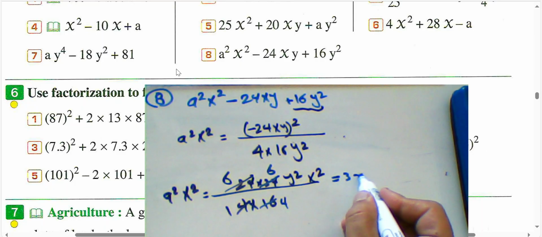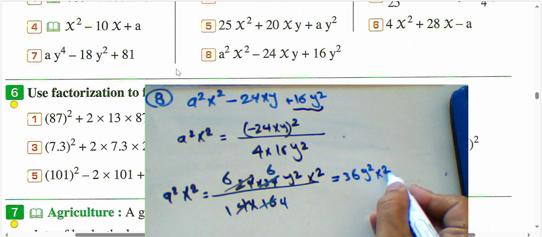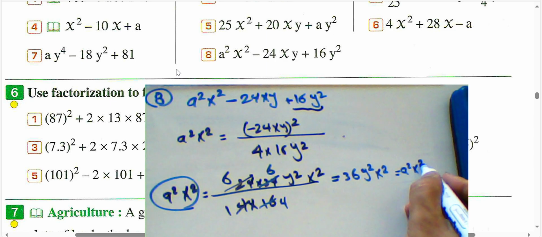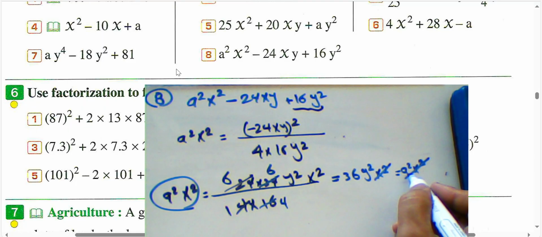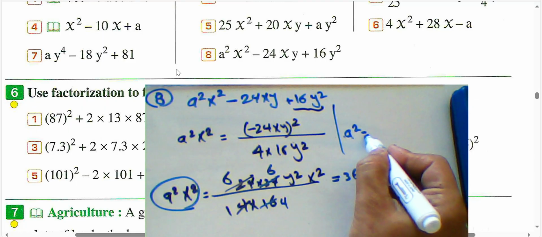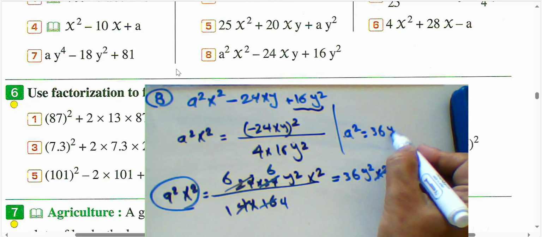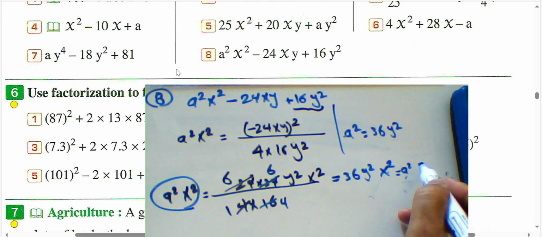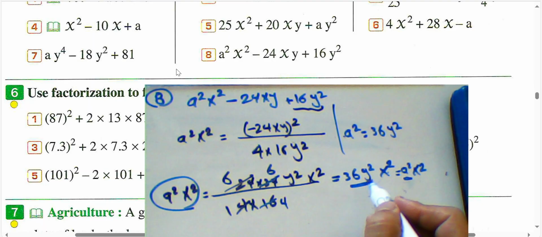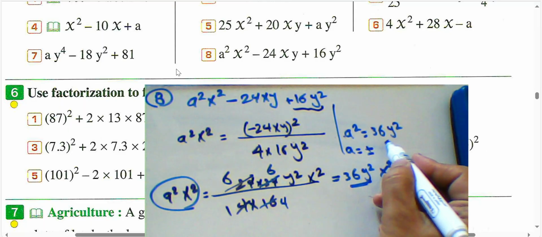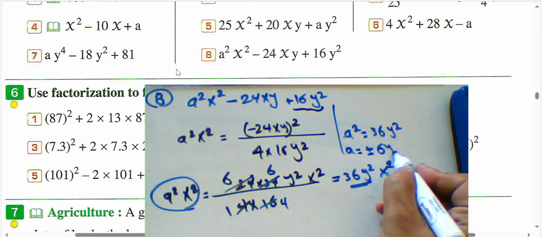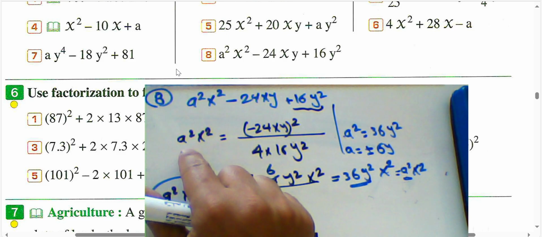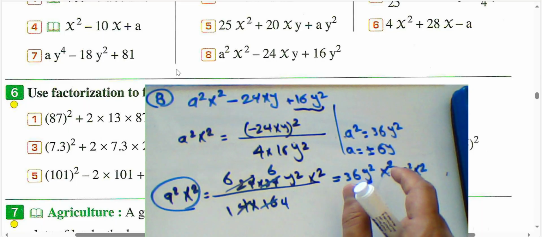6 times 6 equals 36. Then 36 y power 2 x power 2 equals a power 2 x power 2. We can divide them, then a power 2 will be equal to 36 y power 2. We can write the coefficient of them. A power 2 equals 36 y power 2, and the value of a will be positive or negative square root of 36 y power 2. It will be 6y, so the value of a equals positive or negative 6y. Because here we have a power 2, if you take the square root of the number, you must write positive or negative.